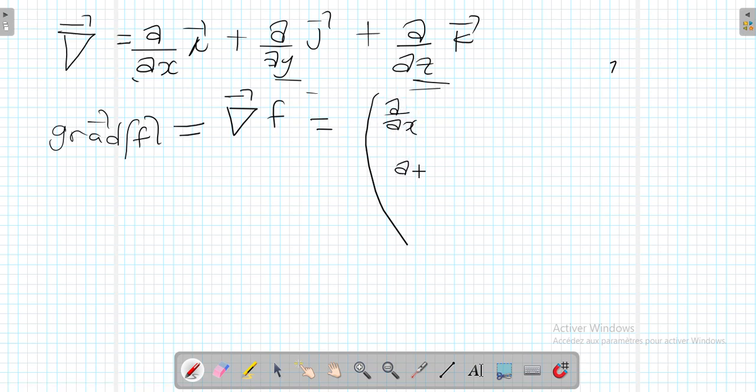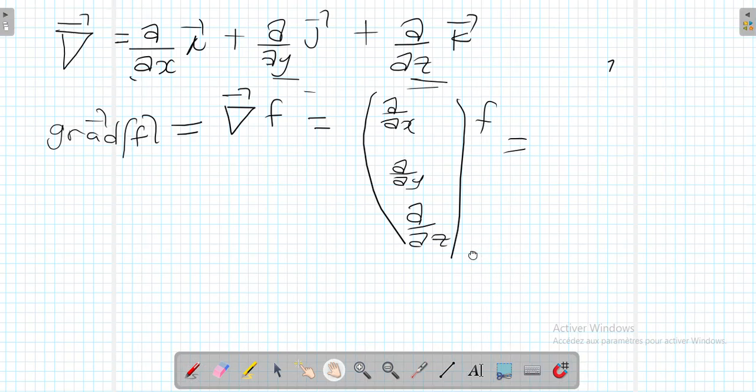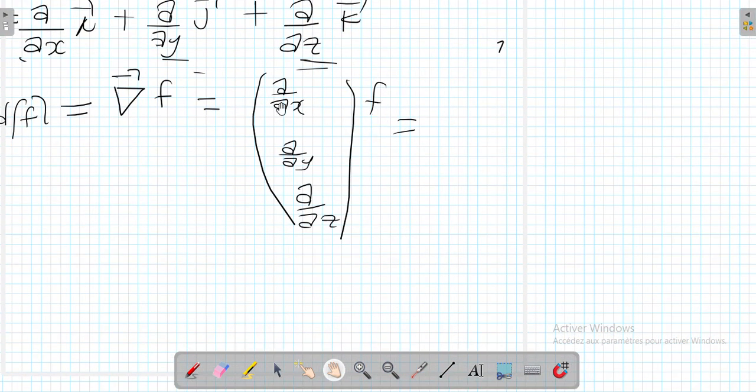This is Nabla. This is why I'm going fast, the way time is moving. Then you multiply by f. This is what it means. Then according to matrices, how do we operate on matrices? If you have got a number outside, you just multiply everything by what is outside. So this is how you find the gradient. You multiply f everywhere. This is how you find the gradient of f.